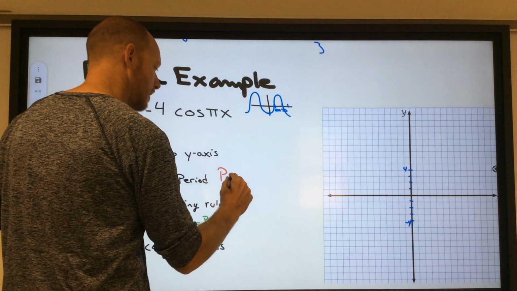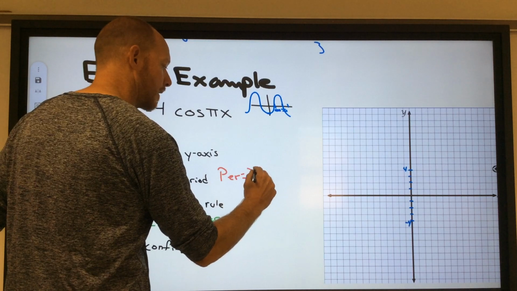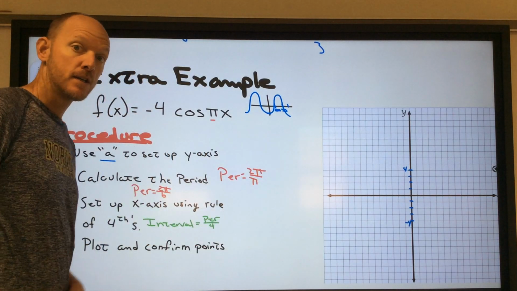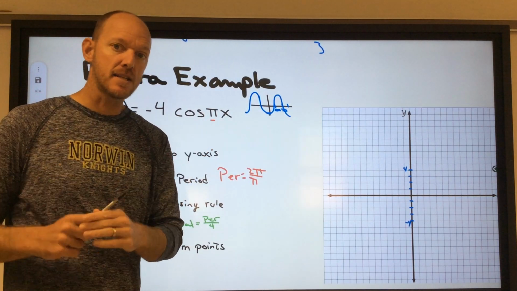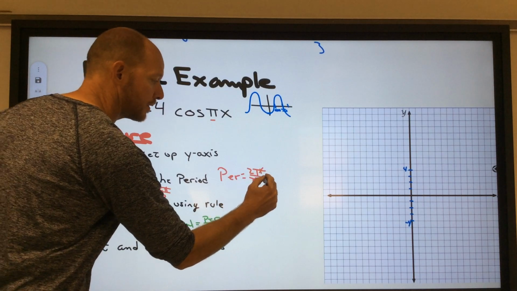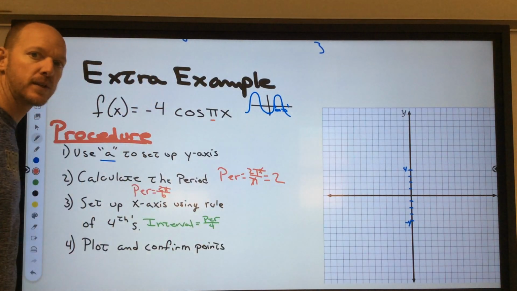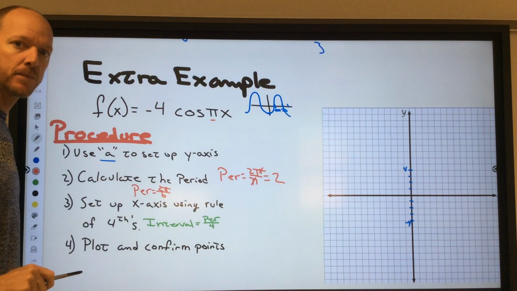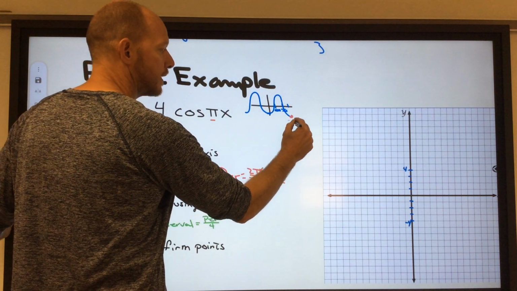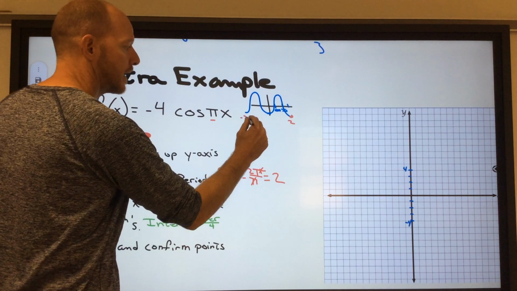The period is equal to 2 pi divided by b, which is pi. So at first, that looks kind of nasty being in there, but it actually does us a favor because now those pi's reduce and we're just left with a nice pretty period of 2. So that's going to tell me that I should repeat once I've gone a distance of 2 and over to negative 2.